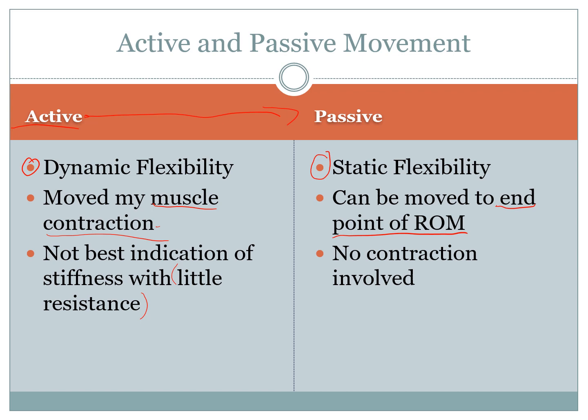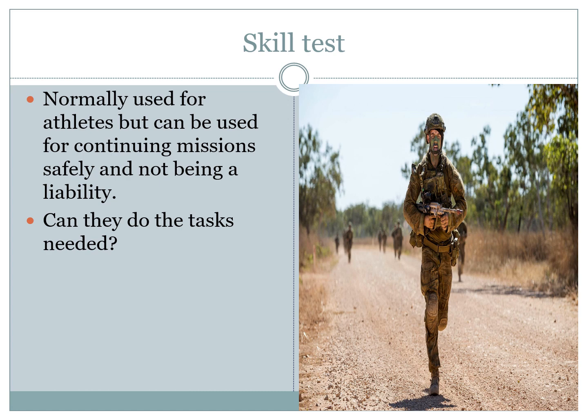When we finish with active and passive movement of the actual area, we move on to our skills test. Now, skills test is normally denoted where we get the athlete to go through a series of skills to see if they can actually perform on the field. Now, obviously, if we're supporting a sporting event, then we can do exactly the same. But if we're on a specific mission and we need an individual to be able to perform certain roles in order to not become a liability, then you can also do specific tests to see if they're okay to continue.